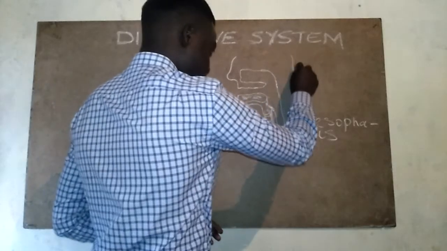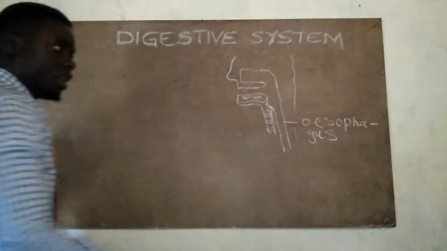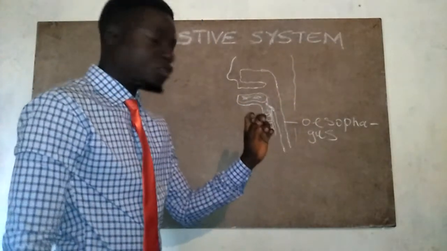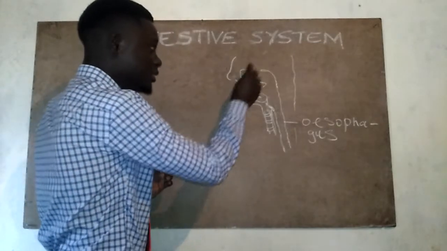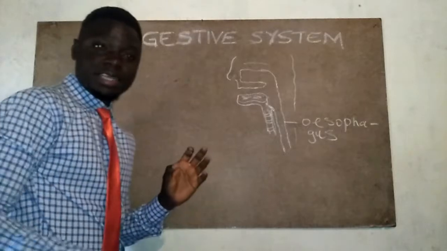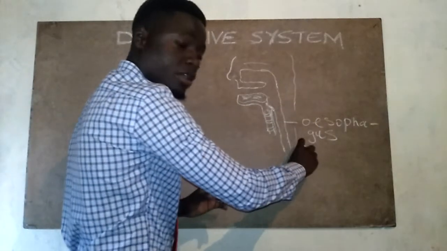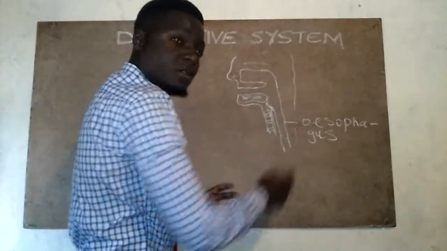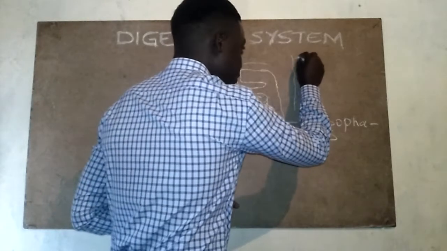So here we have our main structures, and of course these are the nasal cavities. What happens is that the back, from here to the level of the larynx, is the pharynx.